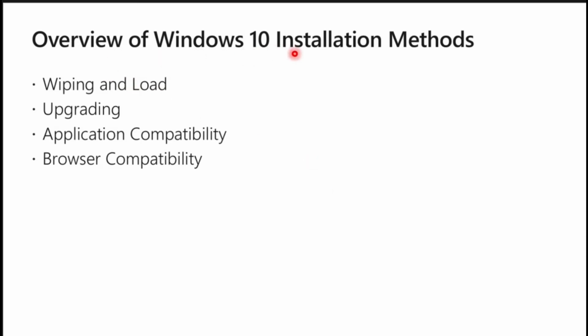So, an overview of Windows 10 installation methods. We can do wipe and load. Wipe and load means we completely remove everything and then load the new one. That's one thing we can do. We can also upgrade. Upgrade means if you have an old version, for example Windows 7 or Windows 8.1, you can upgrade to Windows 10.